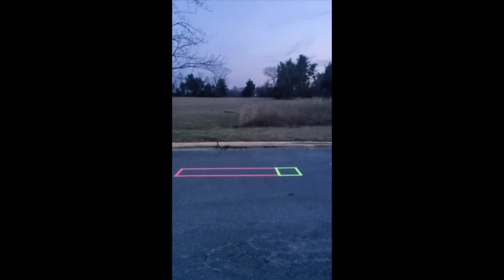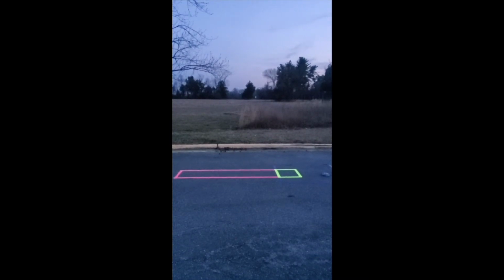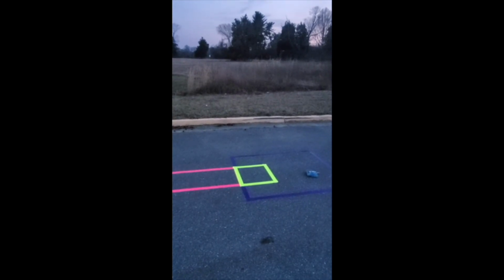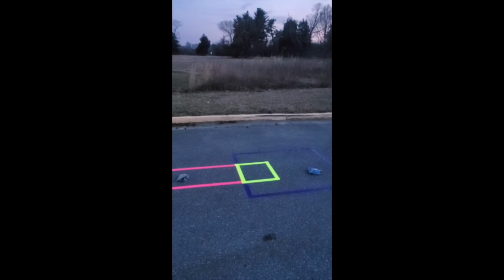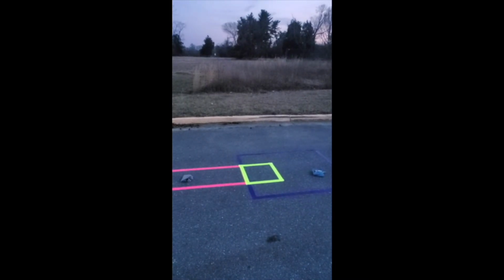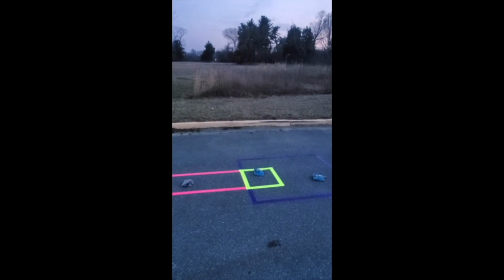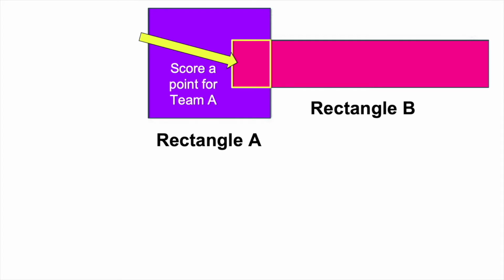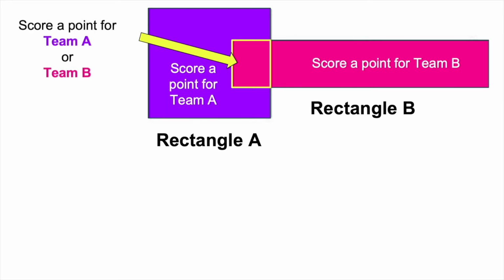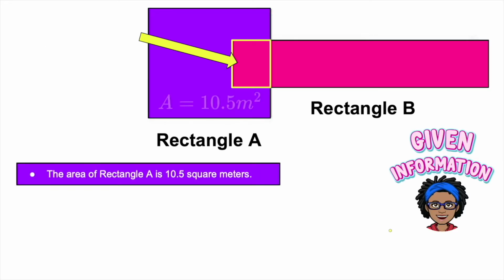If you're on Team A and your beanbag lands in the purple rectangle, you score a point for Team A. If you toss your beanbag and it lands in the pink rectangle, you score a point for Team B. If you toss your beanbag and it lands in the yellow rectangle, you can score a point for Team A or Team B. Remember, if your beanbag lands in the purple rectangle, you score a point for Team A. If it lands in the pink rectangle, you score a point for Team B. And if your beanbag lands in the outlined yellow rectangle, you can score a point for either Team A or Team B.